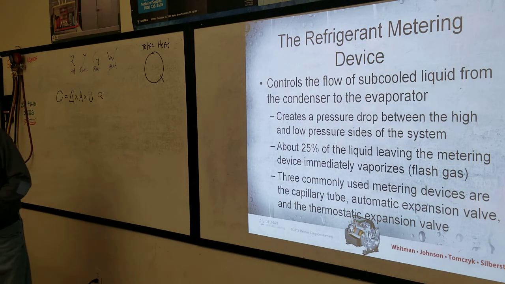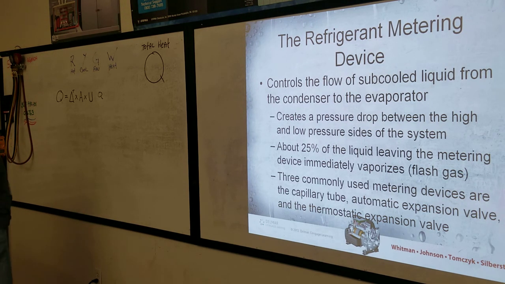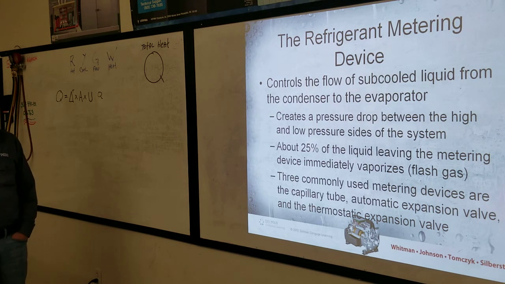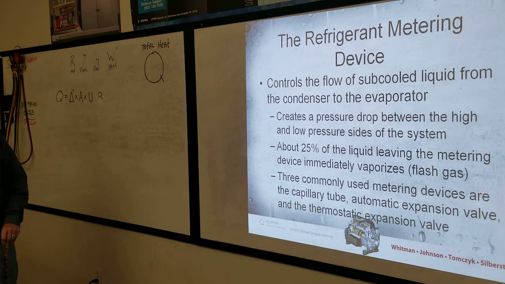Refrigerant metering device controls the flow of subcooled liquid from the condenser to the evaporator. Creates a pressure drop between the high and low pressure sides of the system. About 25% of the liquid leaving the metering device immediately vaporizes, which is called flash gas. Three commonly used metering devices are the capillary tube, the automatic expansion valve, and the thermostatic expansion valve.